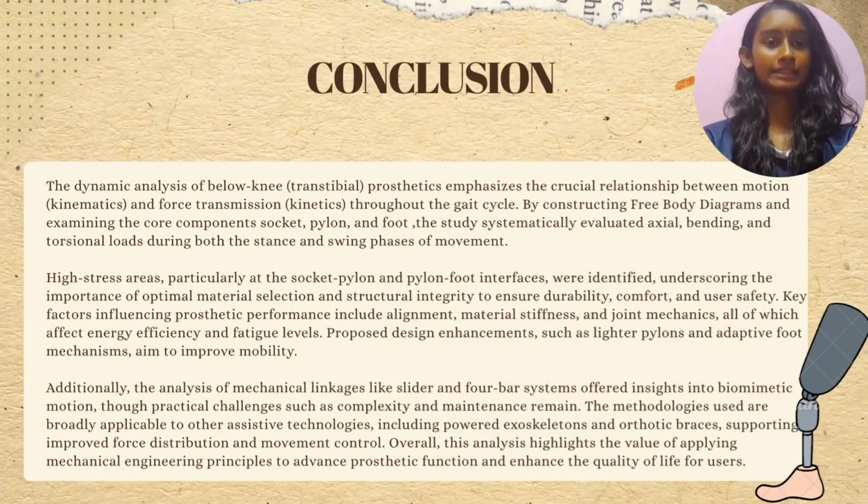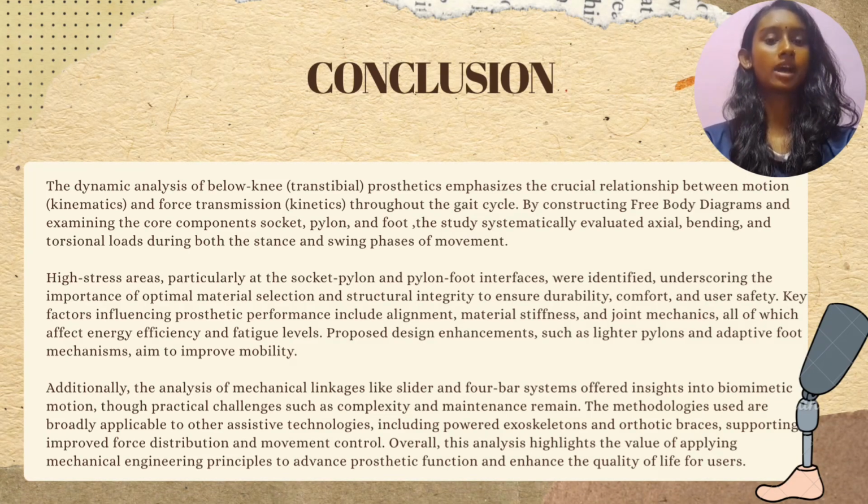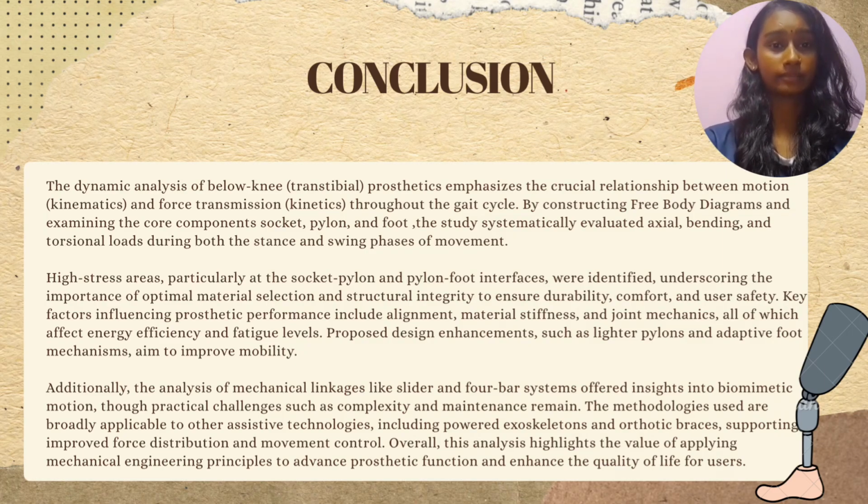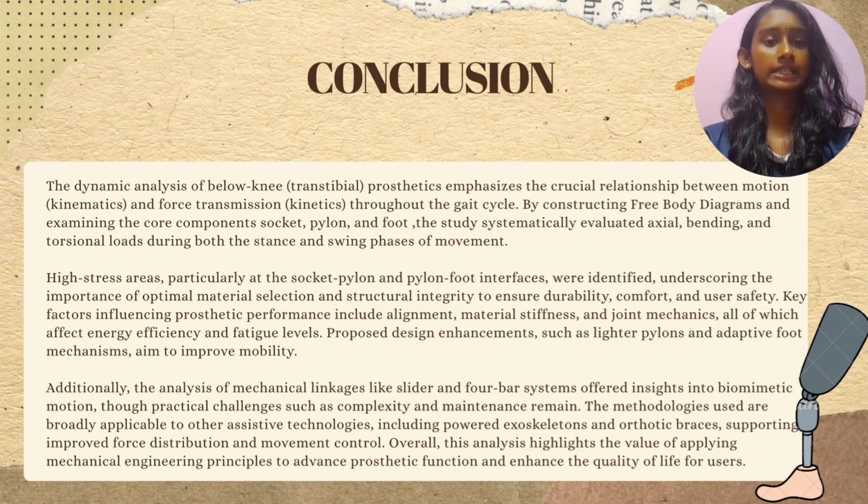This dynamic analysis of below-knee prosthetics highlights how motion and force transmission work together throughout the gait cycle. Using free body diagrams, we examined key components such as the socket, pylon, and foot to evaluate axial, bending, and torsional loads during both stance and swing phases. High stress zones were found at the socket-pylon and pylon-foot connections, pointing to the need for strong materials and smart structural design to ensure safety and comfort.